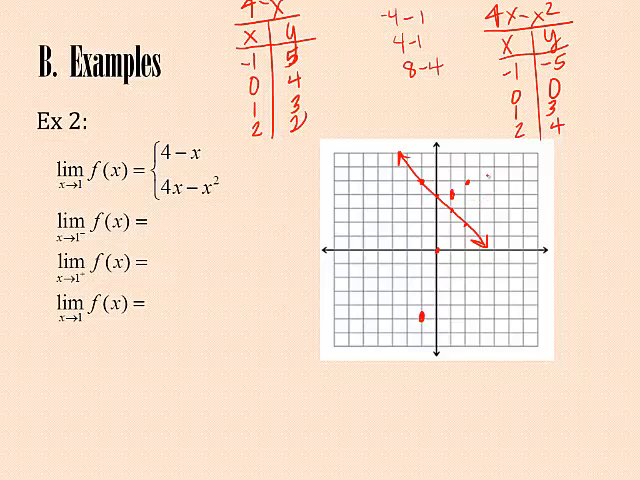Alright? And it's a parabola, so it's going to peak and curve back down. So if I went to 3, all right, so that gives you the general idea. Now we look at the limits.